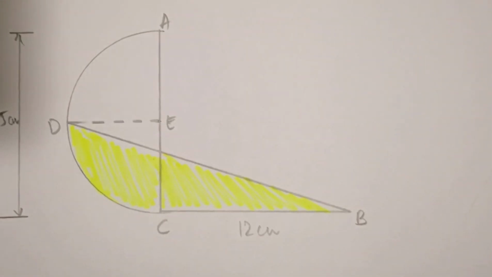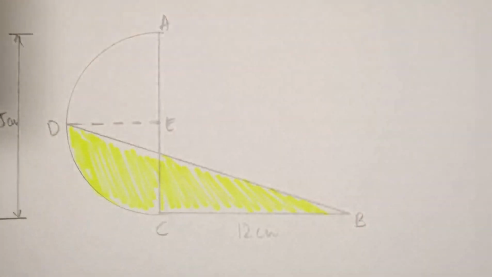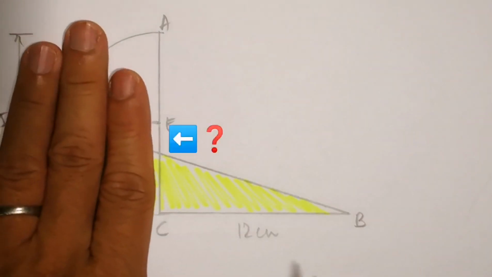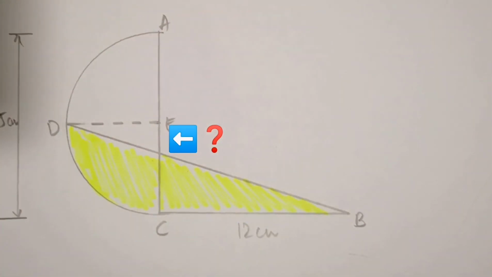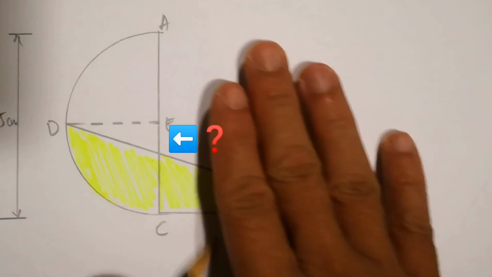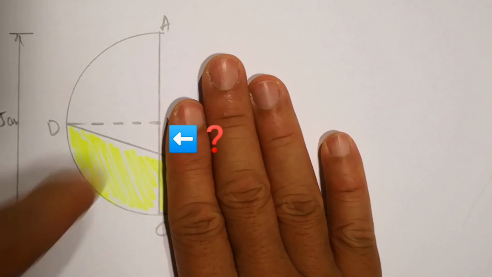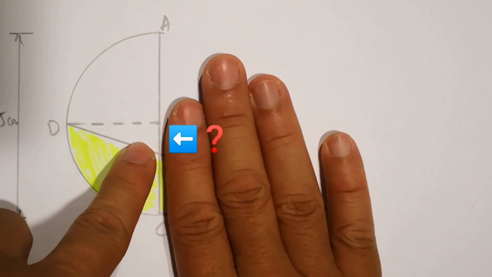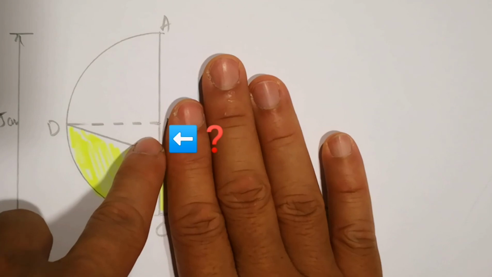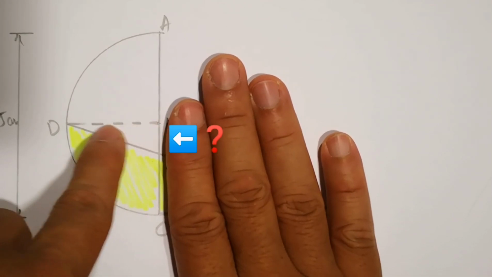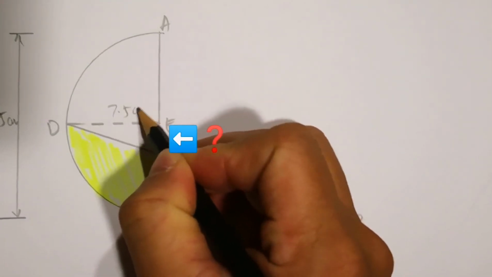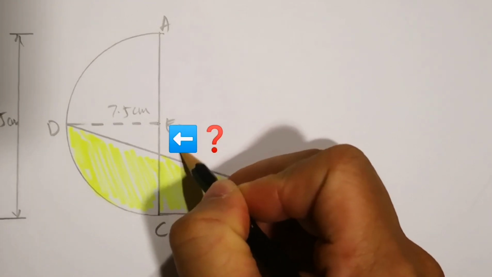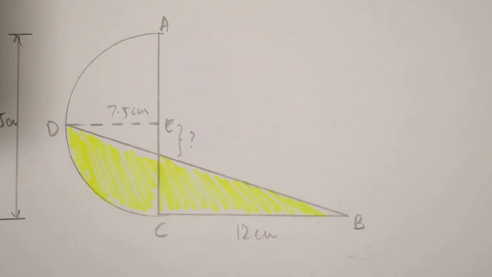Okay, let me move this up. Well, because we don't know the dimension over here, we cannot use half times base times height for this, because we know the base, we don't know the height. And we don't know how to solve this type of shape. We can find the quadrant minus the small triangle here, but again, we don't know how long this is. We know this is the radius, which is half of 15, which is equal to 7.5 centimeter, but we don't know how much this is, so we cannot solve it that way.